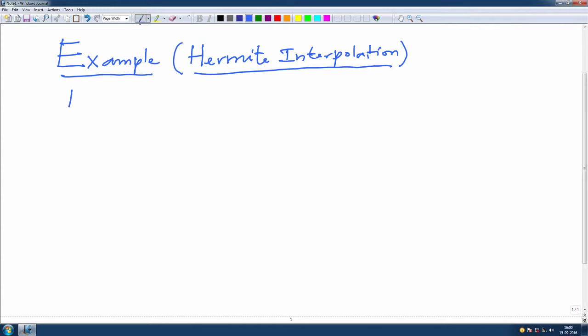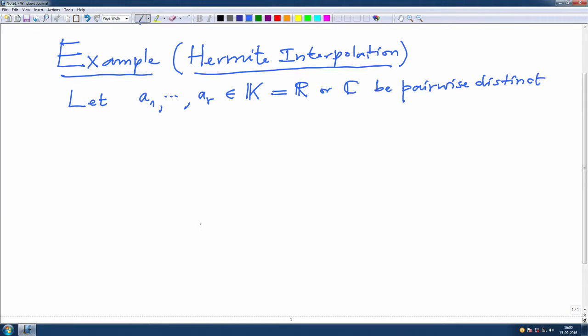The problem is, if you have r distinct elements in the field K, where K double line, remember our notation, is either R or C, the real or complex numbers, and assume that these are pairwise distinct numbers A1 to AR, and also let us take, corresponding to A1 to AR, N1 to NR, non-zero natural numbers, and let us call M the summation of N1 to NR.